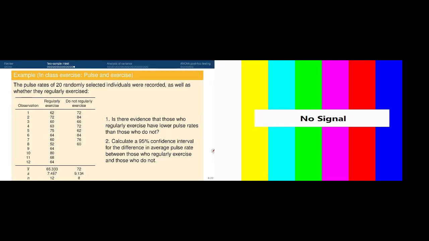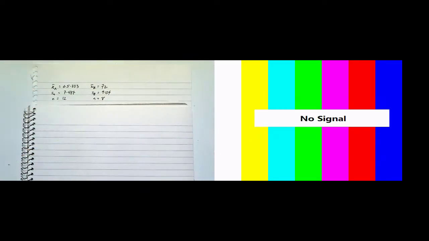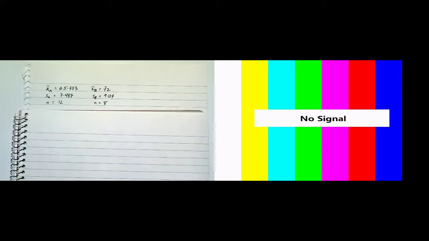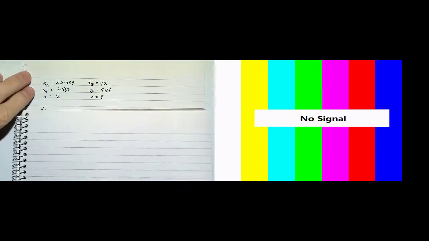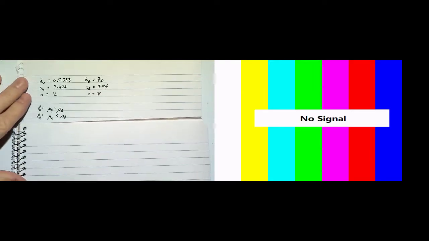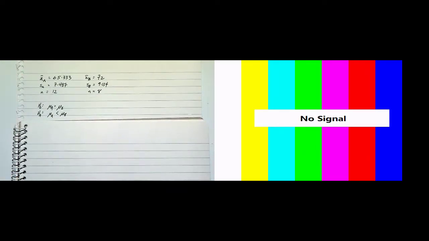So, let's have a look. Here's the information from the question. I was going to write this out, but I'll just run over this one I prepared earlier. First step, writing the null and alternative. The null is going to be that mu A equals mu B, or you can call these mu reg, mu not, whatever. I'm happy with just letting them be A and B. And the alternative is that mu A is less than mu B.